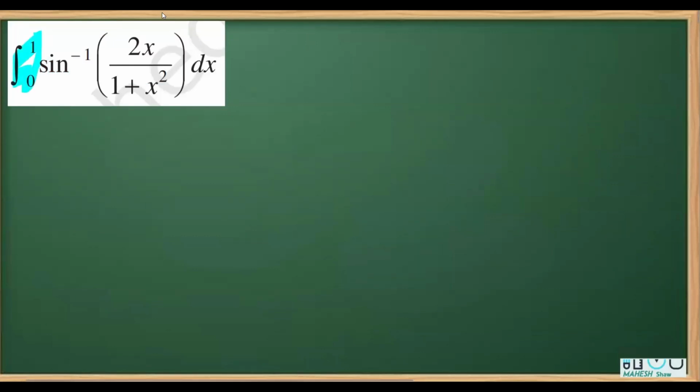Now, one thing we can figure out from here is that this is in the form of 2 tan theta over 1 plus tan square theta. That means we are going to replace x with tan theta. This implies theta is equal to tan inverse x. And if you find its differentiation, dx will be replaced with sec square theta d theta.